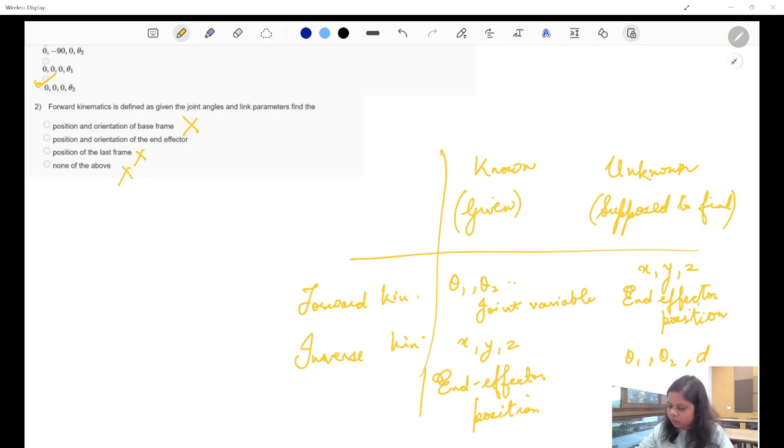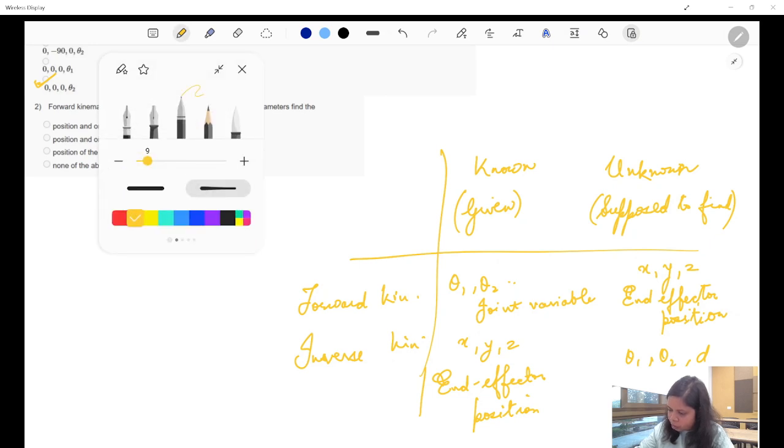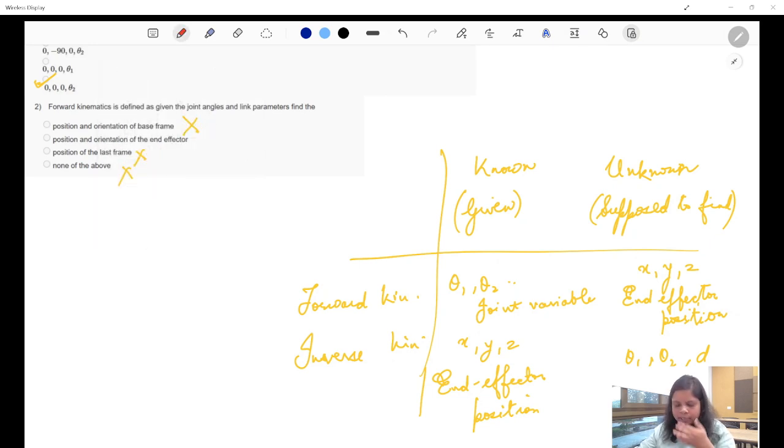None of the above is wrong, because I want to find out how my end effector position and orientation look. So this is the correct option, because we are interested in what is the XYZ position of the end effector and how it is oriented with respect to the base frame. So this is the information that we want to extract. That is why we want to find out everything for the end effector.